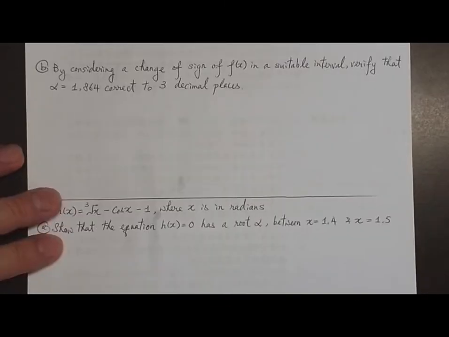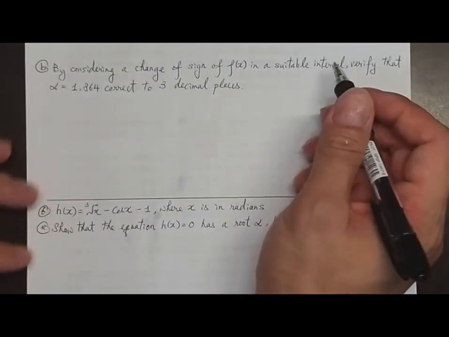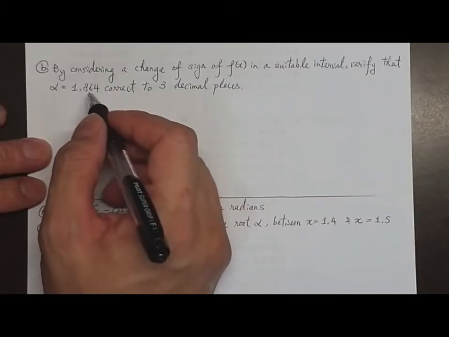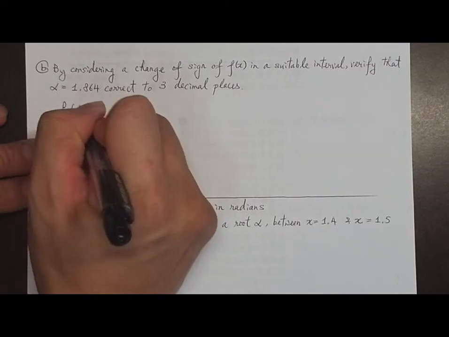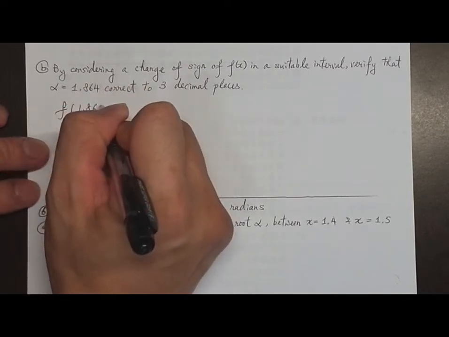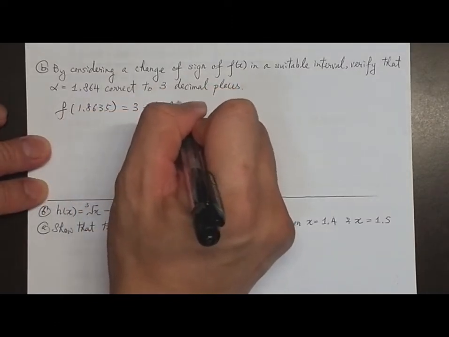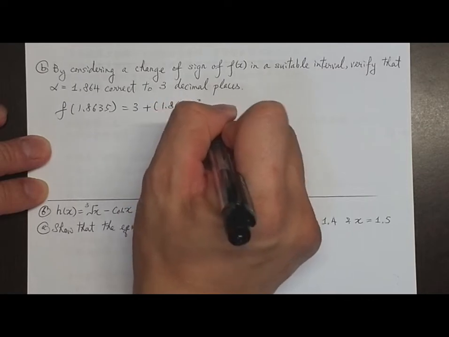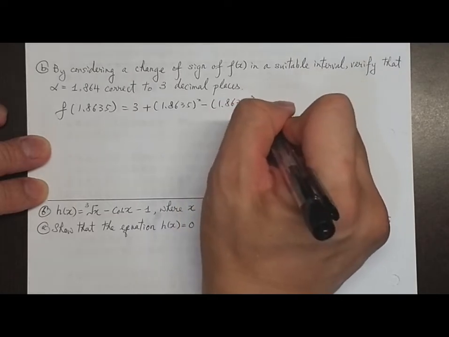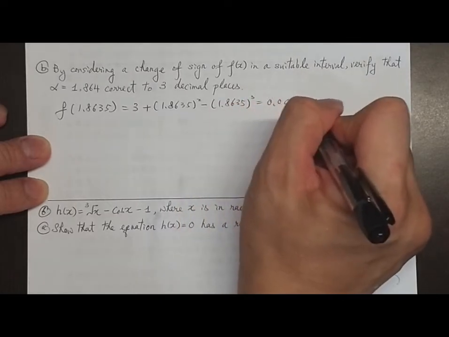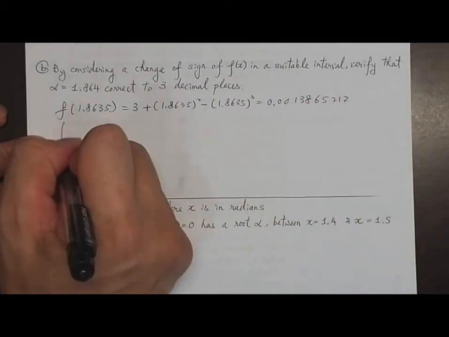Part B, by considering a change of sign of f(x) in a suitable interval, verify that alpha equals 1.864, correct to 3 decimal places. So we consider f(1.8635), and we substitute into the equation: 3 + 1.8635² − 1.8635³, and we have 0.00138652.